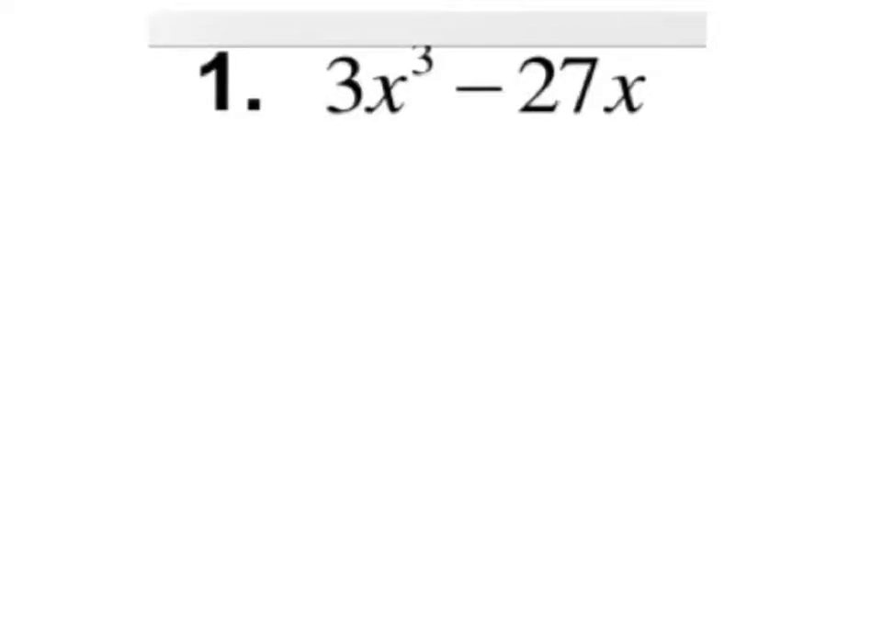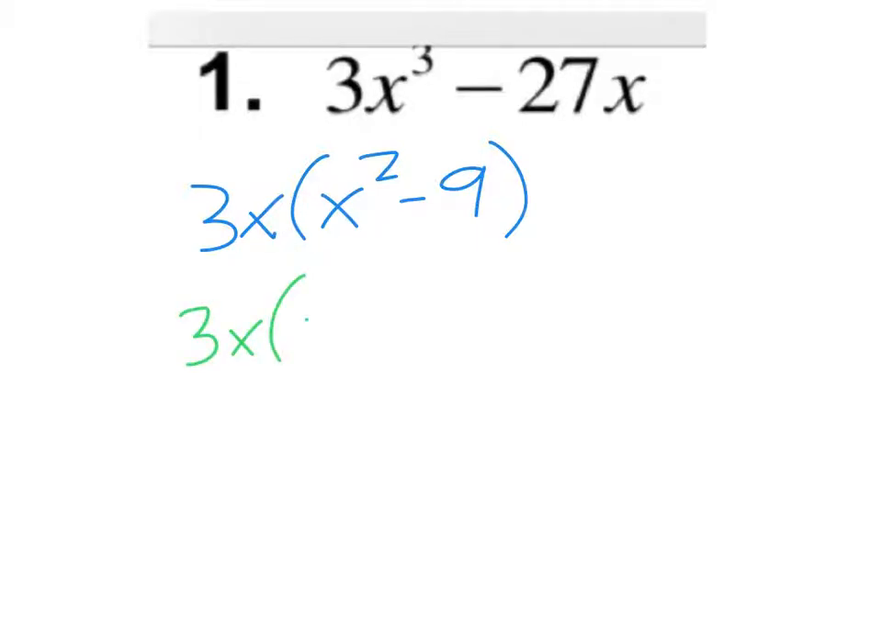Okay, so the first thing I noticed, there's a GCF of 3x. I factor that out. That leaves me with x squared minus 9. Then x squared minus 9 is a difference of perfect squares. So that factors as x plus 3 times x minus 3.